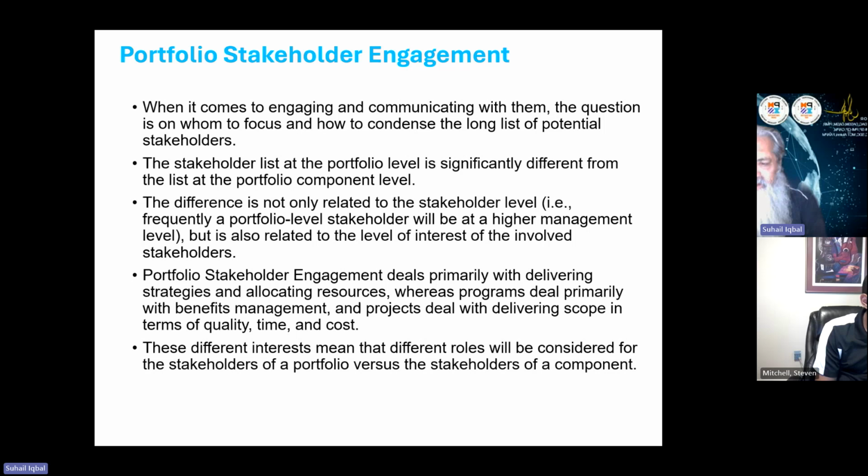So, primarily, we are delivering strategies and allocating resources, because whatever strategy of the organization we are fulfilling, automatically some of the stakeholders will be affected by them. And when we are allocating resources, again, we are dealing with stakeholders. Whereas programs deal primarily with benefit management. We are not really concerned about benefit management. That is a secondary goal. But our primary goal is aligning with the strategies. So yes, that is the level.